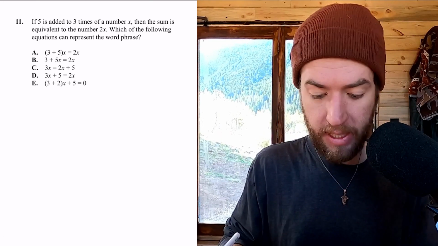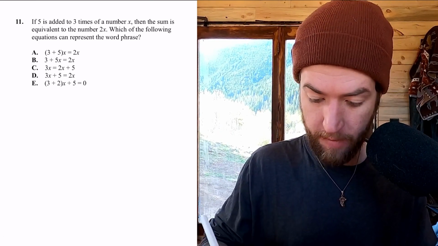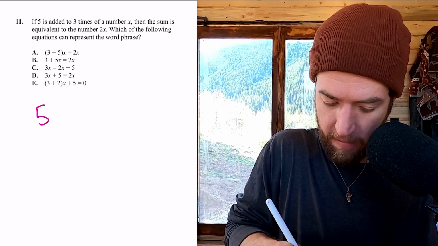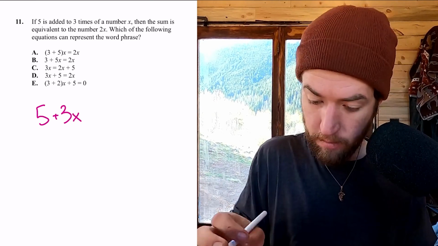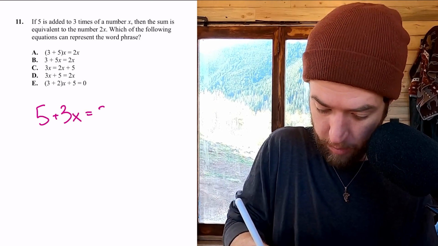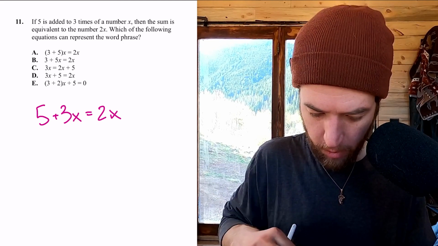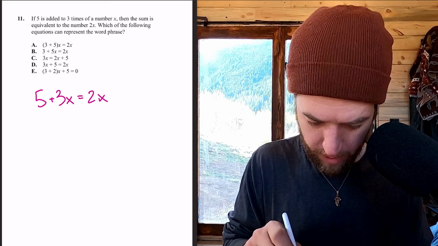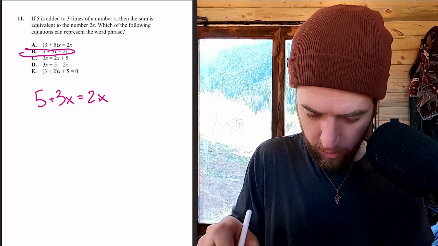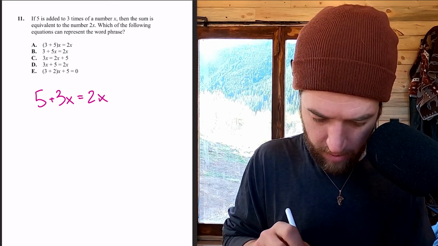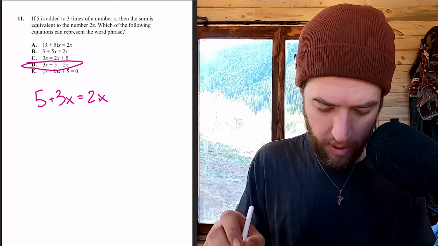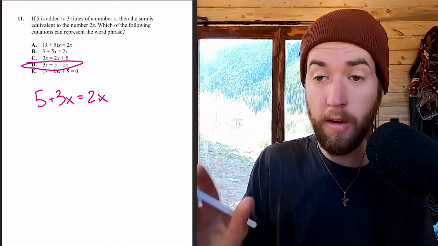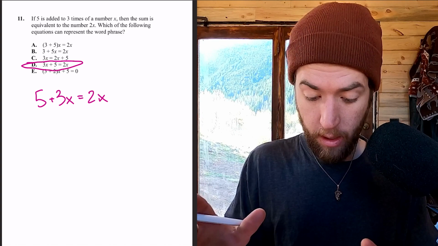All right, if 5 is added to 3 times a number X, 5 plus 3x, then the sum is equivalent to the number 2x. Which of the following equations can represent the word phrase? I think I just wrote it. 5 plus 3x equals 2x. Oh, no, that's wrong. That's 5x. 5 plus 3x equals 2x. You got to watch yourself on these answers here. They look very similar. Okay, on to the next.